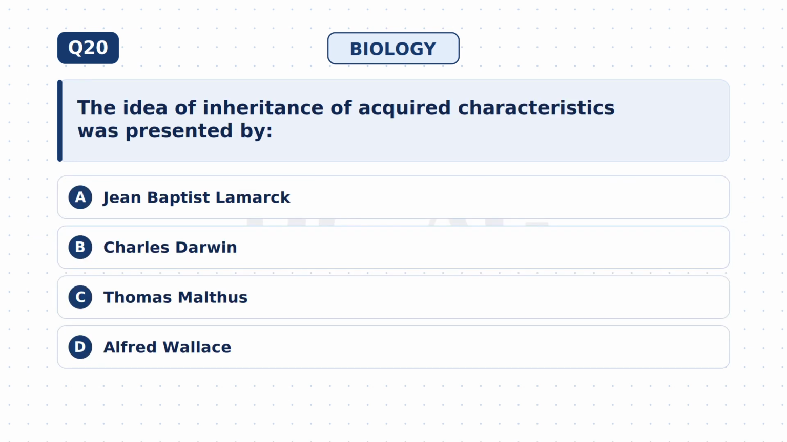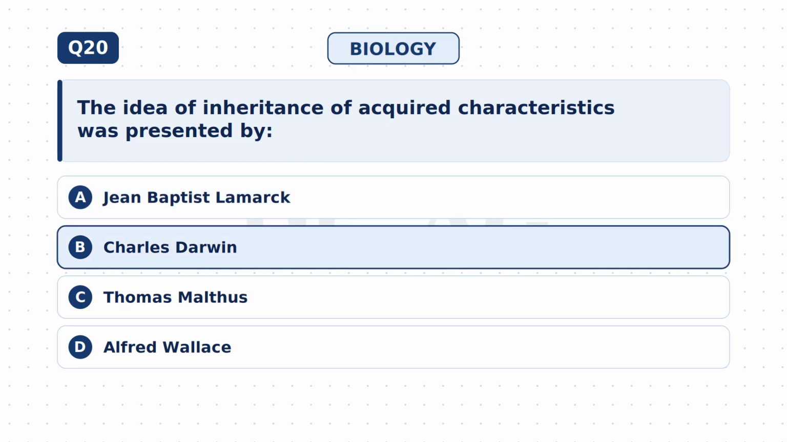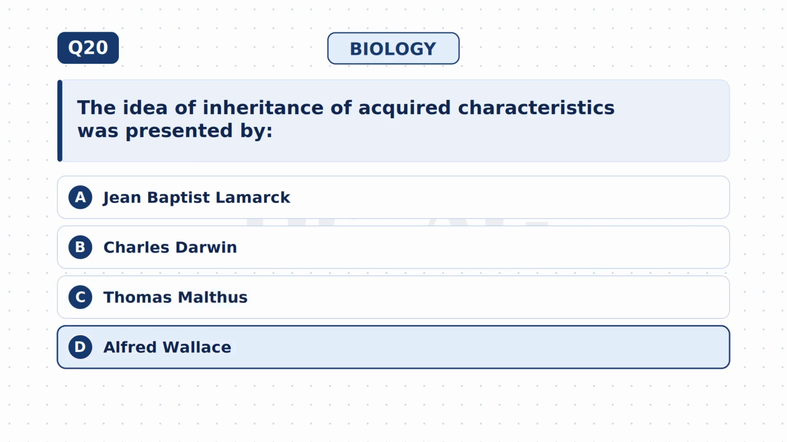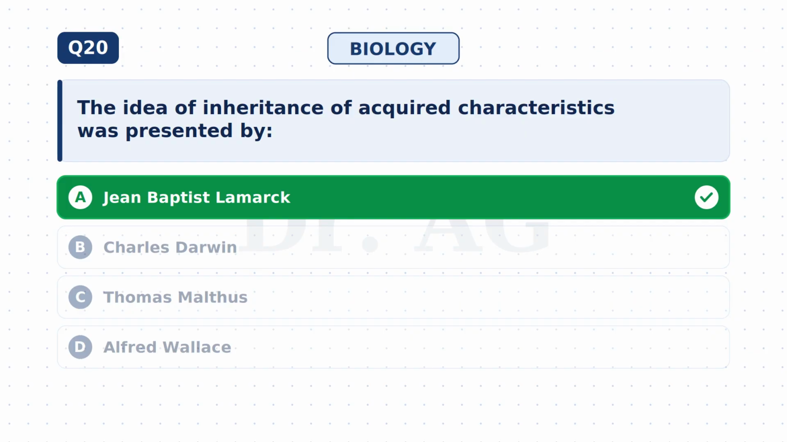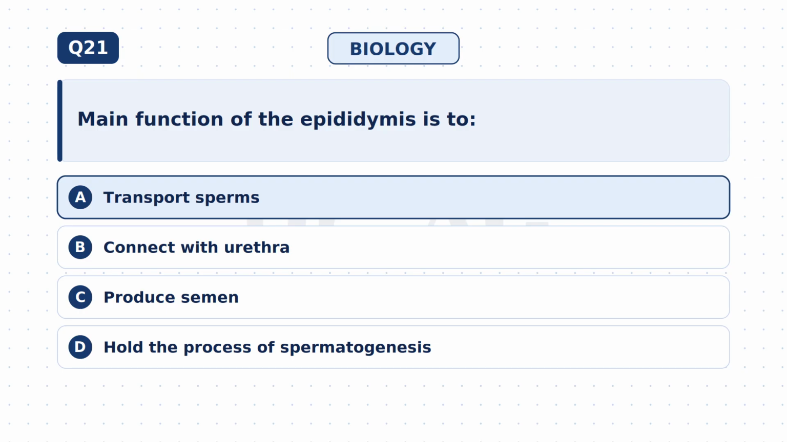Question 20. The idea of inheritance of acquired characteristics was presented by. Option A, Jean-Baptiste Lamarck. Option B, Charles Darwin. Option C, Thomas Malthus. Option D, Alfred Wallace. The correct answer is A. Jean-Baptiste Lamarck.